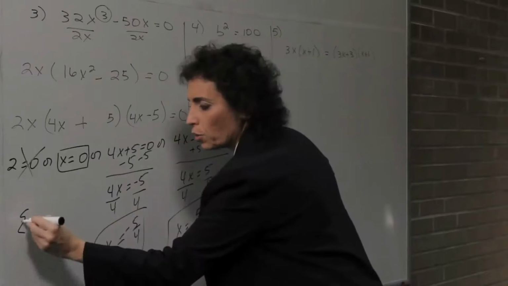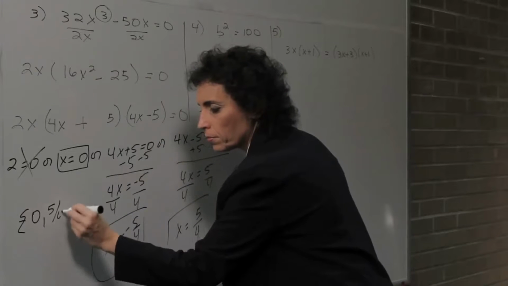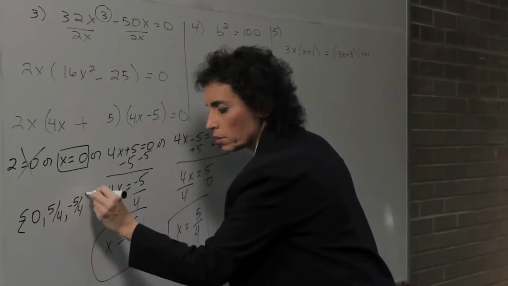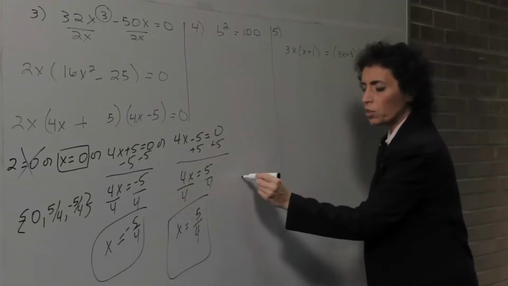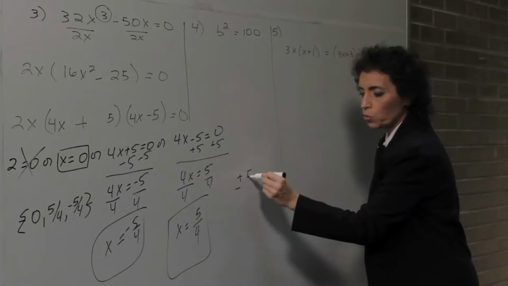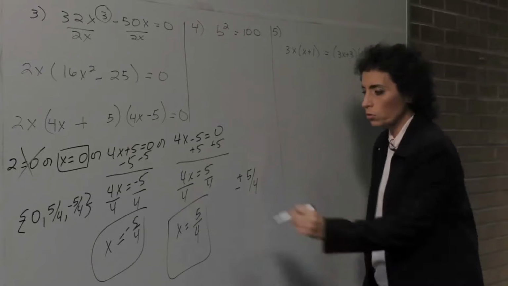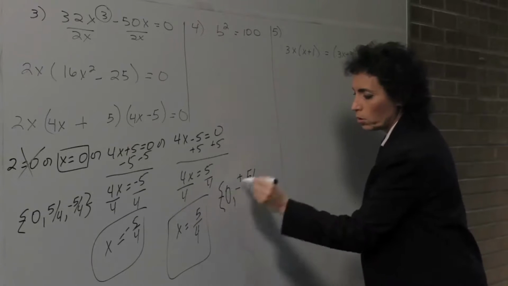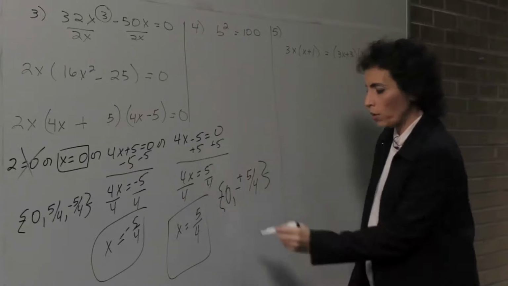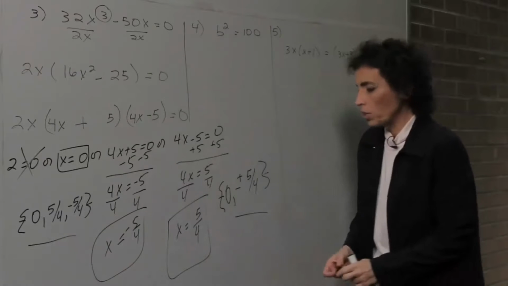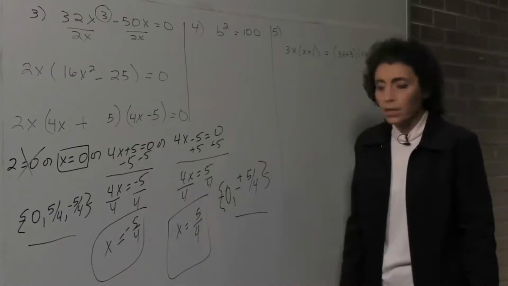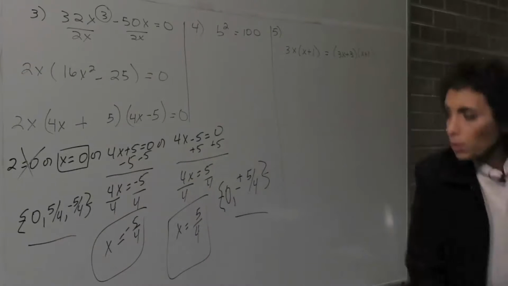If you'd like, you can put them in a set. You can also write, I'm not sure you're aware of this, I think we might have done this in a mod, but you can write that as plus or minus 5 fourths. Any way that makes you happy, either in set notation or not in set notation, either way. Okay? All right. Ready for number 4?